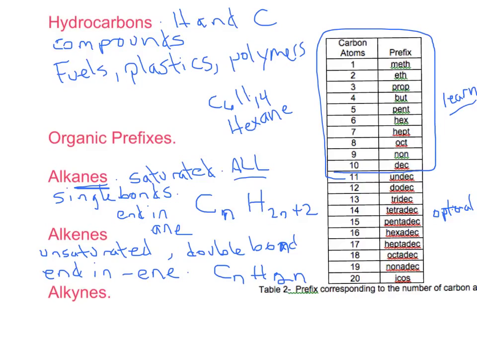And the last one is an alkyne. So that's also unsaturated, and it has at least one triple bond. In reality, chemicals and compounds can have double, triple, single, all in the same thing, but that will come up in a whole different class called organic chemistry. You're going to love it. Yeah, I like naming. Sure. So a triple bond ends in -yne, Y-N-E.